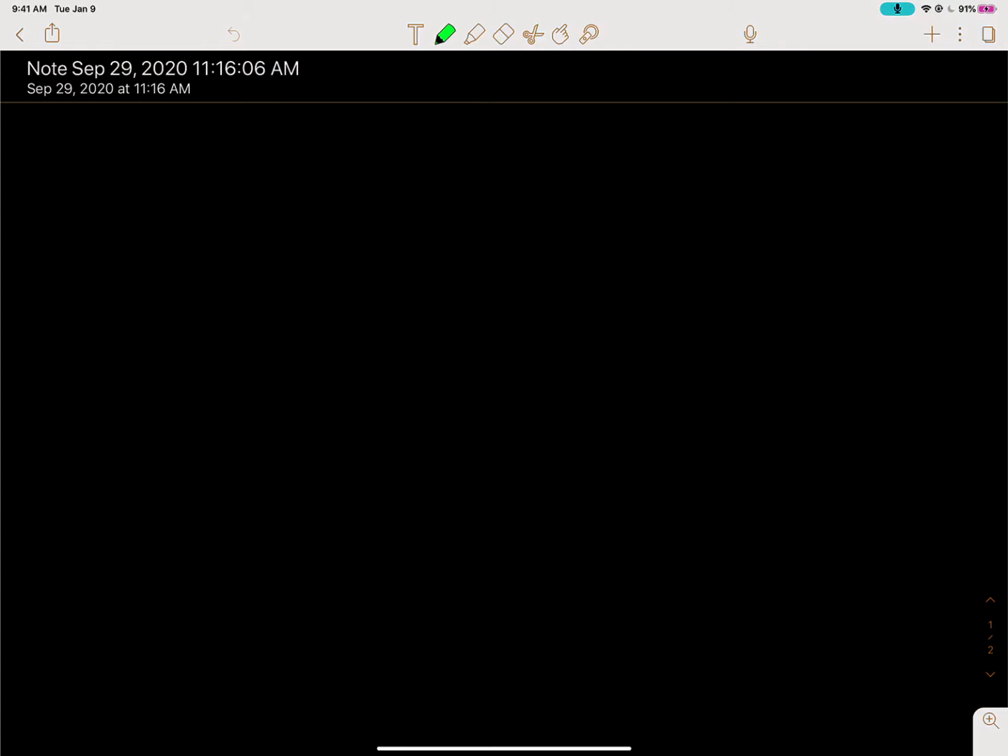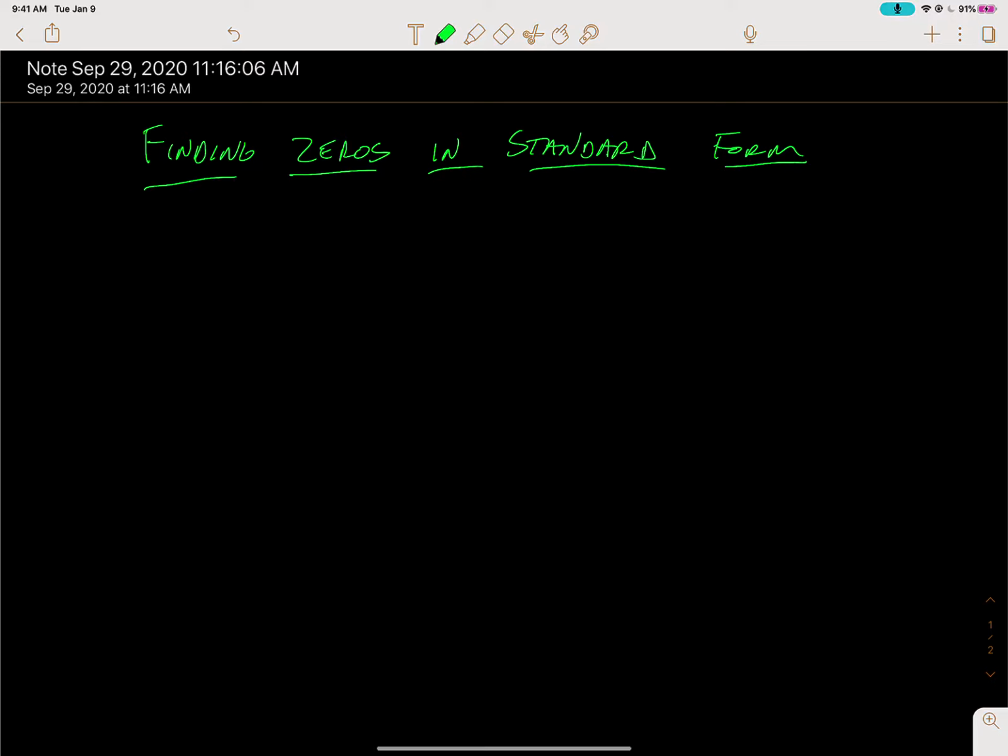Okay, today we're going to look at finding zeros of polynomials when they're in standard form. So first we're going to recall how we find zeros in factored form, and just review that quickly. And hopefully we'll see why that's the superior form for finding zeros.